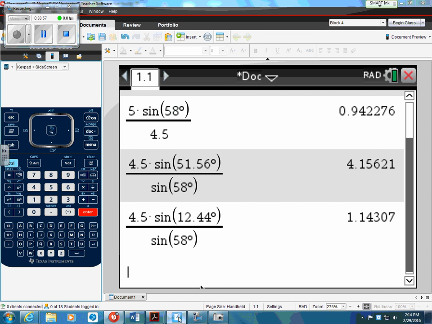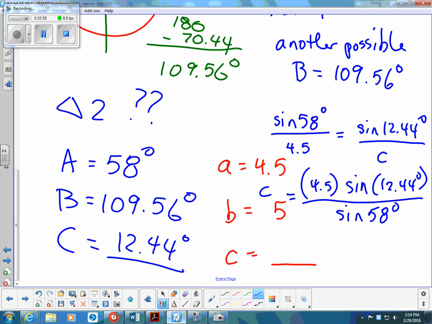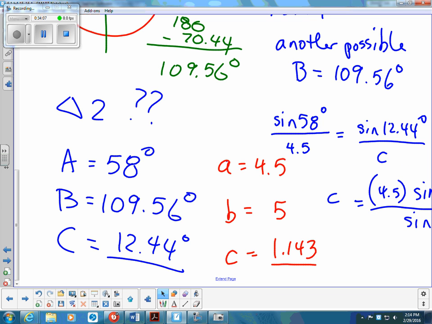All right, now one other thing. I want to write this in here: 1.143 units. Here's what I want you to notice. As a check, your largest angle should be across from your longest side. Your smallest angle should be across from your shortest side. Is that true in triangle 2? Everybody agree? 109 is the biggest angle, and it's across from 5, which is the biggest side. 12.44 was the smallest angle, and it's across from 1.143, which was the shortest side.